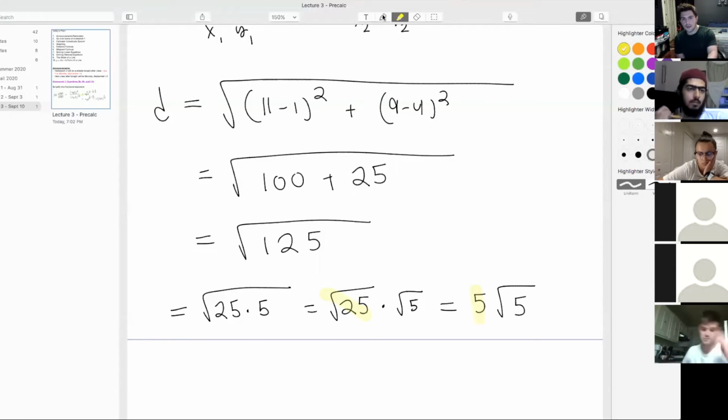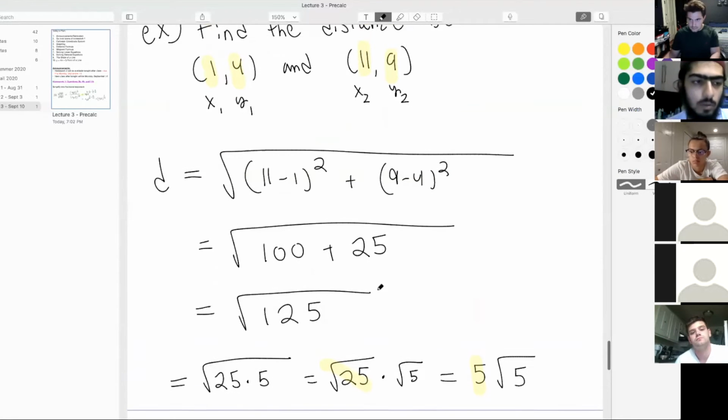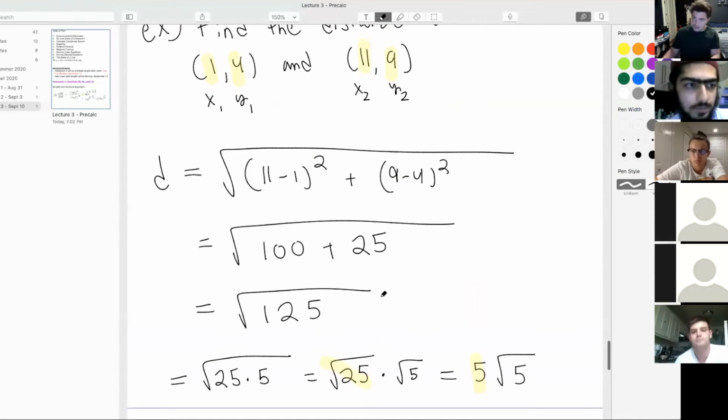You still get the same answer. You just swap the points. The coordinates. Can you say that again? Will you still get the same answer if you swap the coordinates? Yes. Okay. Yeah. So that's what I was saying before.